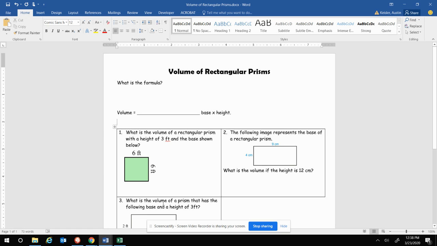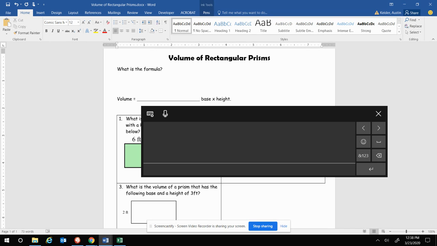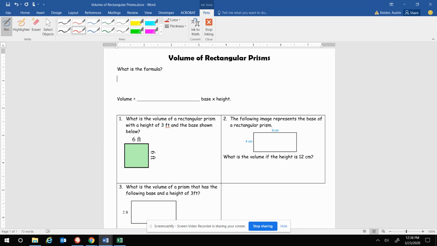All right, we're going to look at volume of rectangular prisms, very similar to what we did yesterday. We're going to add a different type of question in here, but we're doing the same thing. This top part might look familiar because we were doing it yesterday. So the formula is the same one. Volume equals capital B H, which means the area of the base times the height.